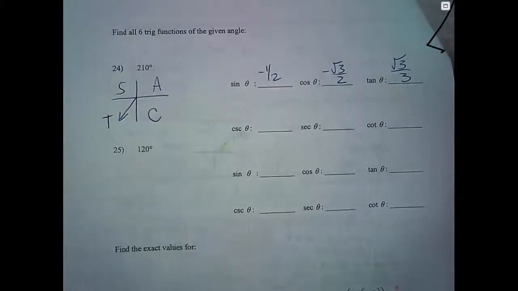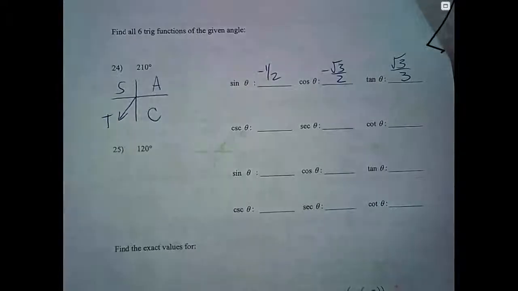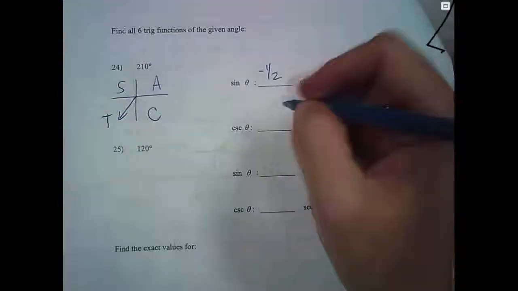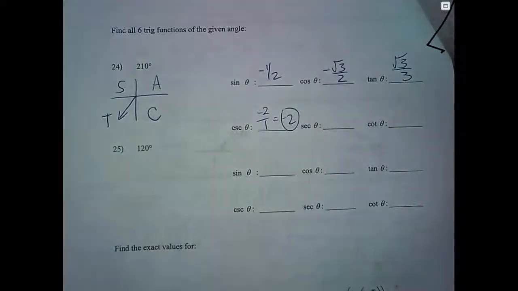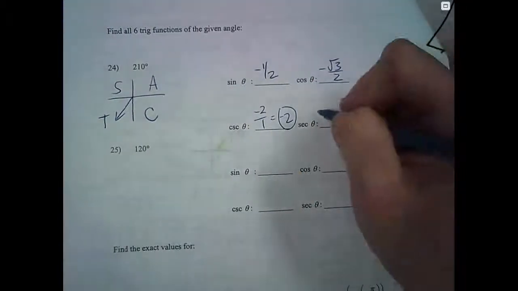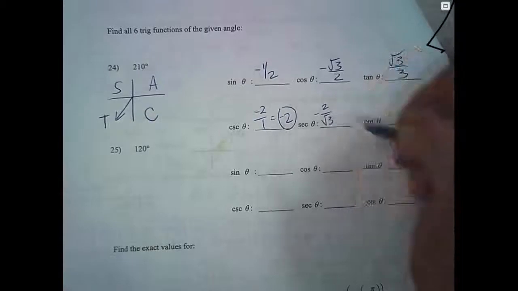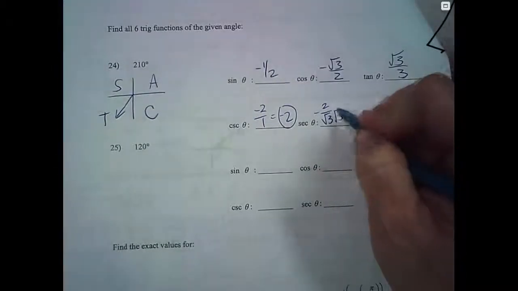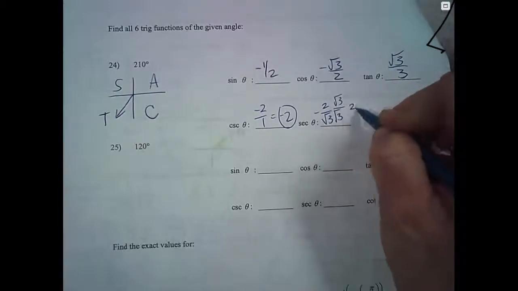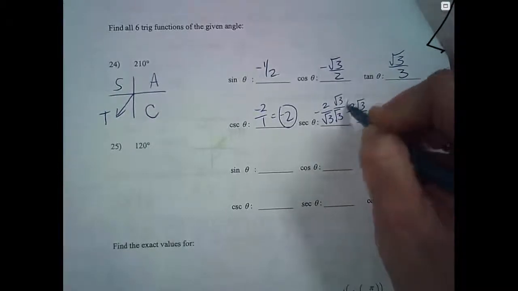Now then you have to flip them. Cosecant's the reciprocal of sine, so you're just going to flip it. -2/1, or just -2. Same thing. You're going to flip secant, which is -2/√3. Can't leave it like that. So multiply both by √3. So 2√3/3, and it's negative.